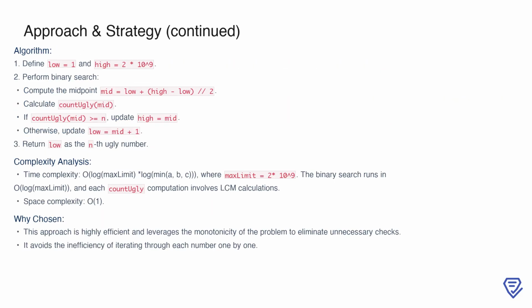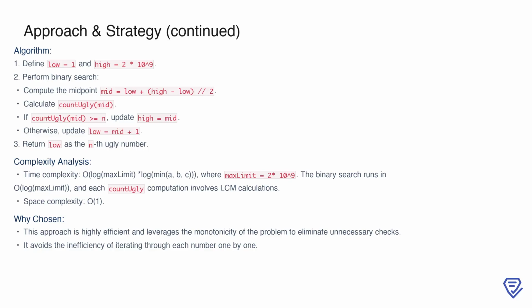The algorithm for this optimized approach is both efficient and straightforward. First, we initialize our binary search range with low equals 1 and high equals 2 × 10^9, which serves as a reasonable upper bound. Next, we perform the binary search process. At each step, we calculate the midpoint, mid, as low plus (high minus low) / 2. We then evaluate countUgly(mid) using the inclusion-exclusion formula.